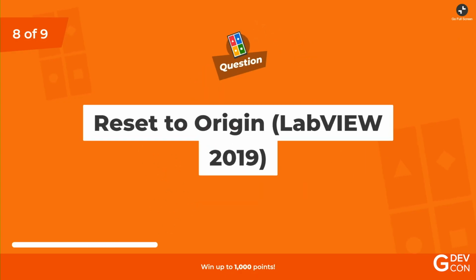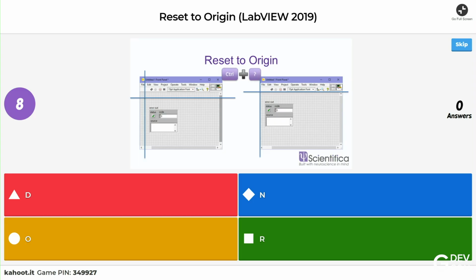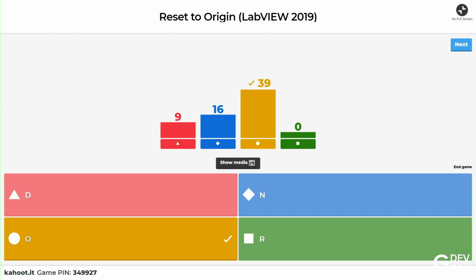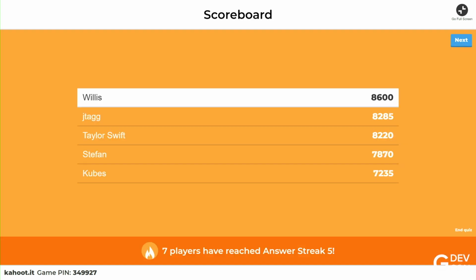Question 8, reset to origin, brand new to 2019. D, N, O, or R? If you watch my video on what's new in LabVIEW 2019, you'll find out why this is super useful and important. Nice, a lot of us, I think, either knew or intuitively guessed. Willis, who's that? Nope. Oh, sorry, Willis.